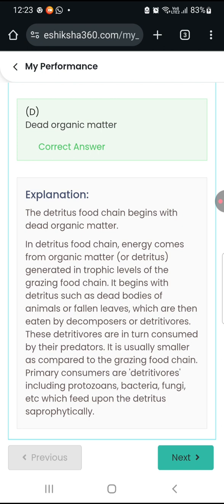It is usually smaller as compared to the grazing food chain. Primary consumers are detritivores, including protozoans, bacteria, fungi, etc., which feed upon the detritus saprophytically.